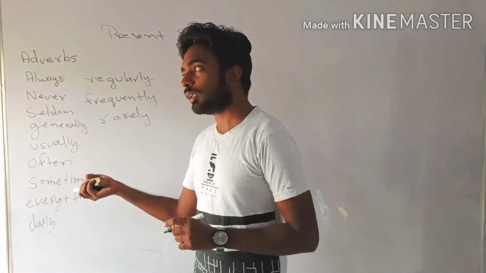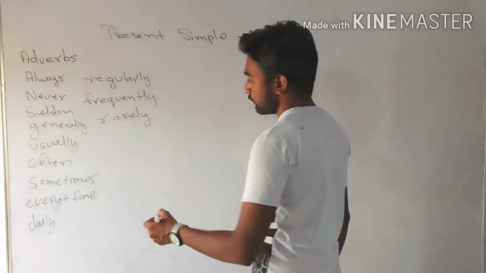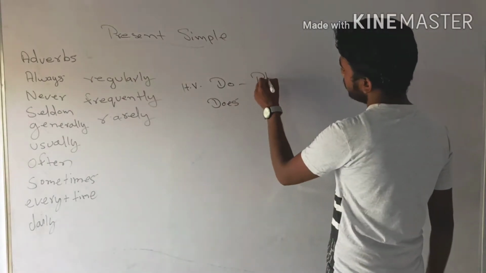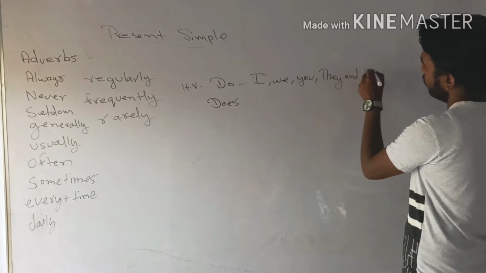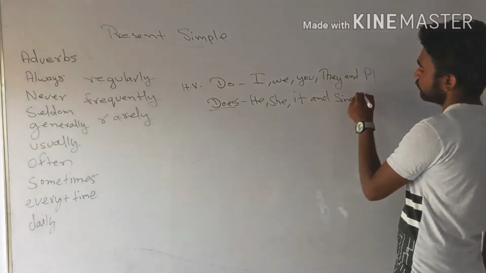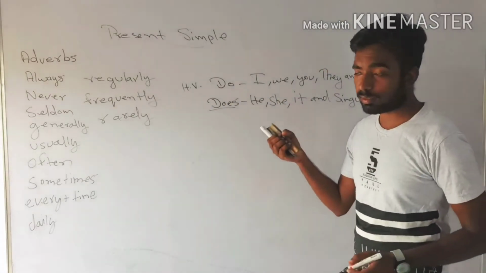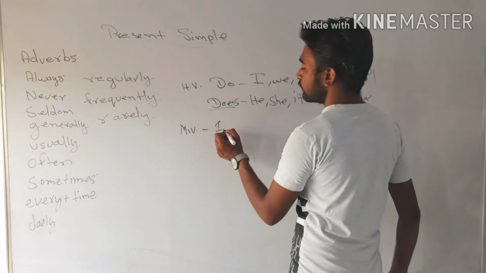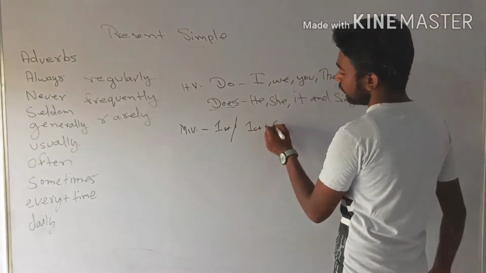If these adverbs are in your sentence, it means your sentence is related to present simple tense, and then you have to fill in the helping verb and the main verb of present simple tense. The helping verbs of present simple tense are do and does. Do is used with I, we, you, they, and plural subjects, and does is used with he, she, it, and singular subjects. The main verb of present simple tense is the first form, with s or es.